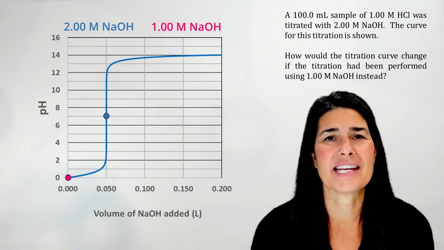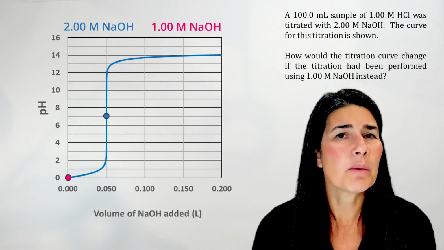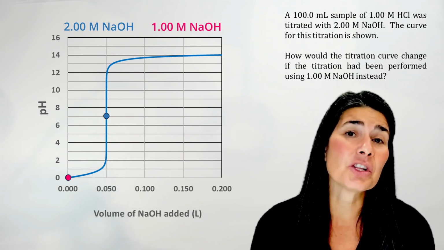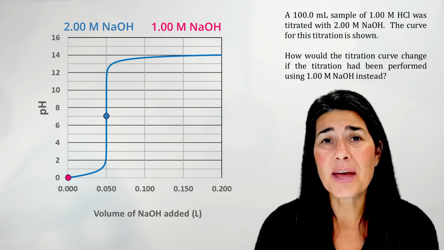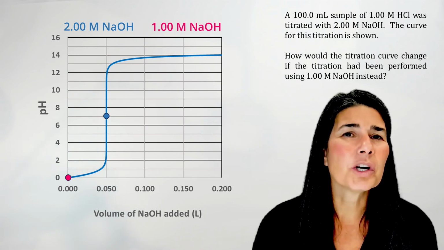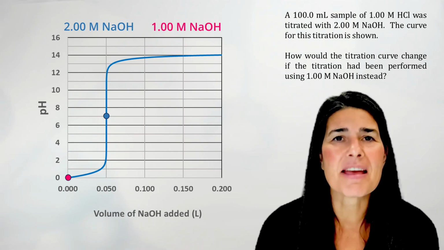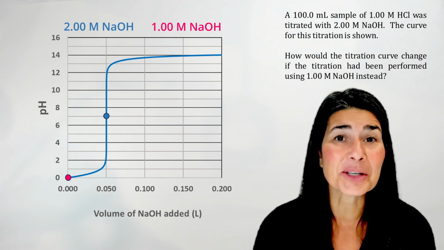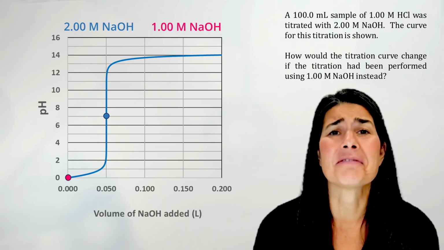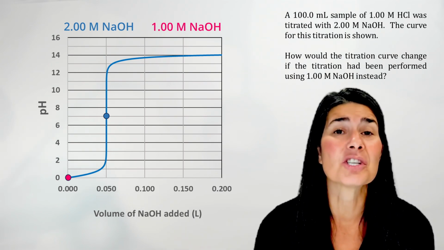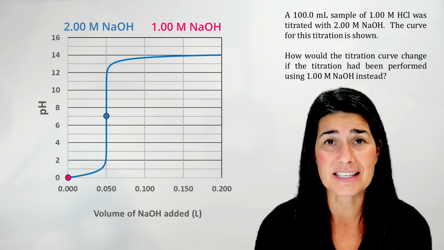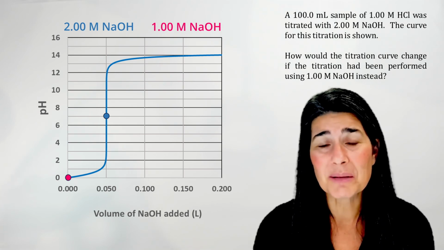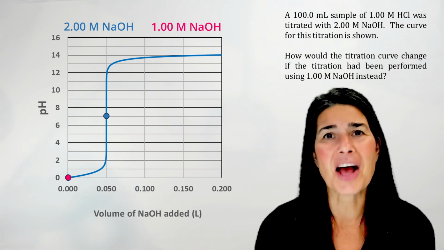The next piece you want to examine is the equivalence point. We want to look both at the volume that it took to get to the equivalence point, and at the pH at equivalence. Let's start with the volume. If we're using a base that's half as strong as the original base, we're not going to get to equivalence as early. It's going to take a greater volume of sodium hydroxide to neutralize those moles of hydrochloric acid. In fact, if we use 1 molar sodium hydroxide instead of 2 molar, it's going to take double the volume.